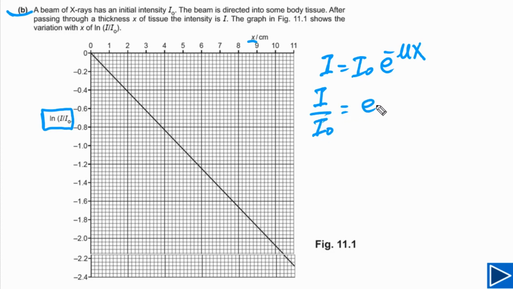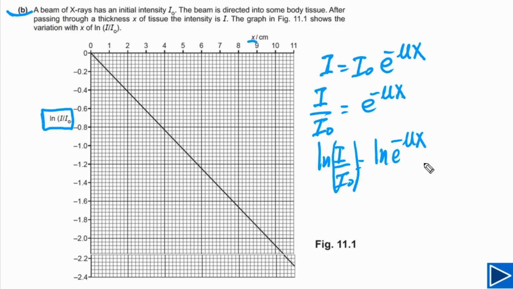This will be equal to e to the power of negative mu x. If we take ln on both sides, we can say I over I naught is equal to ln of e to the power of negative mu x. And this one we can write down as negative mu x times ln e. And ln e is equal to 1. The value of ln e is equal to 1.